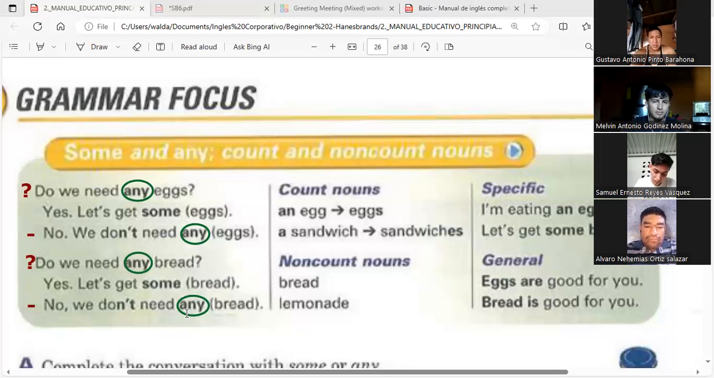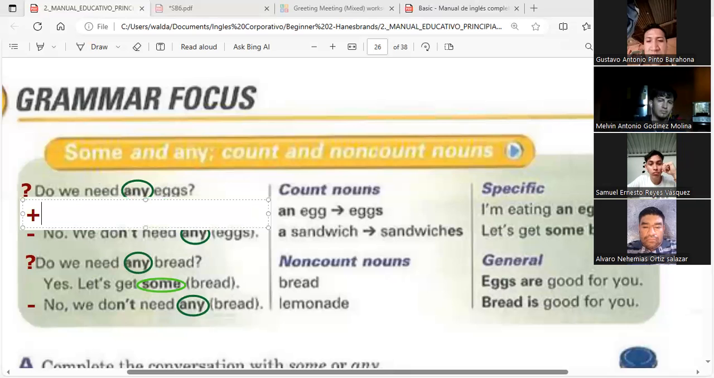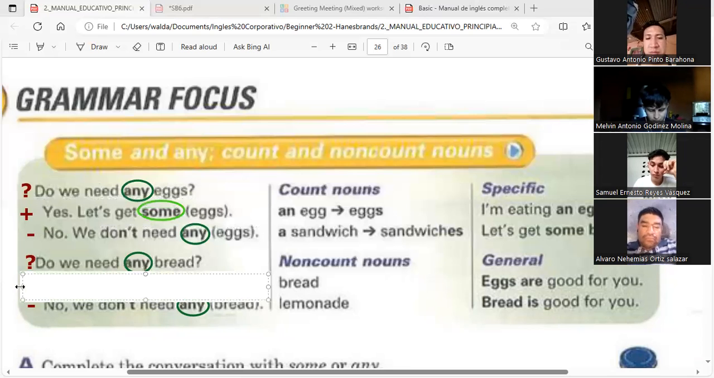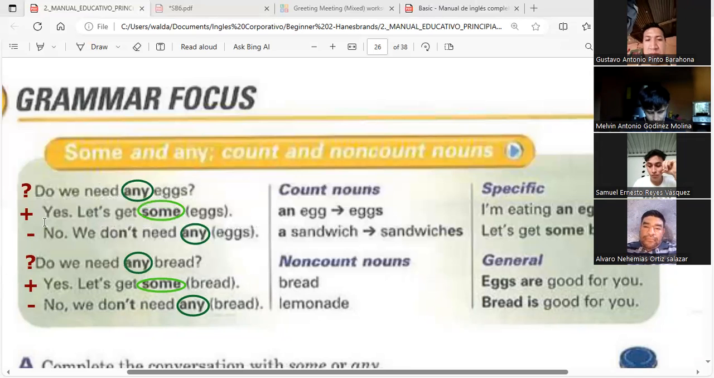Exactly. Okay, now, what about when we answer in the affirmative? We say, yes, let's get some. Let's get some eggs, right? Or do we need any bread? Yes, let's get some bread. Okay, so some we use for affirmative. Okay, so how do you say that in Spanish? Yes, let's get some.